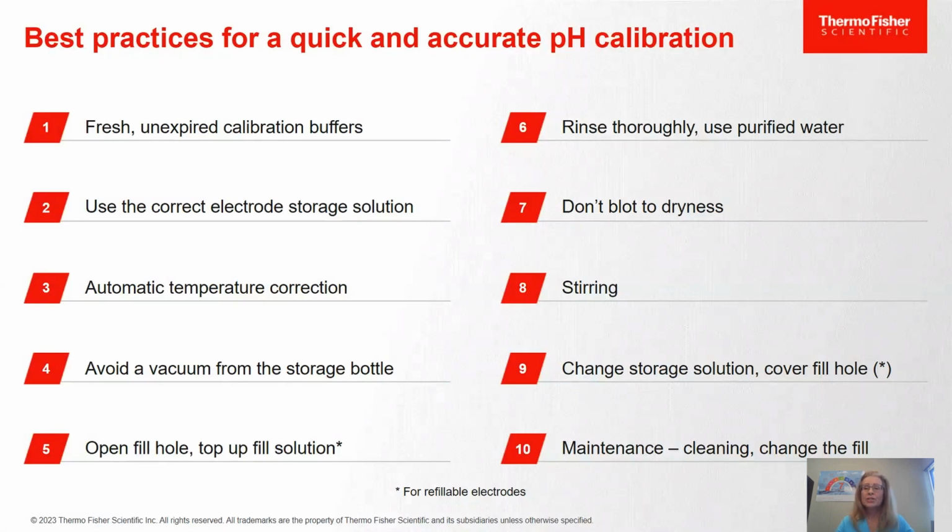To set ourselves up for success, we need our pH measurements to be quick and accurate. We want a good calibration, and we want to get it right the first time. The best way to achieve that is to follow these 10 best practices. We'll demonstrate the best use of pH calibration buffers, electrode storage solution, temperature correction, storage bottles, filling our electrode, rinsing, blotting, stirring, and maintenance. And now we'll go live to our immersive lab with my colleague Steve Krynak to demonstrate these 10 practices.